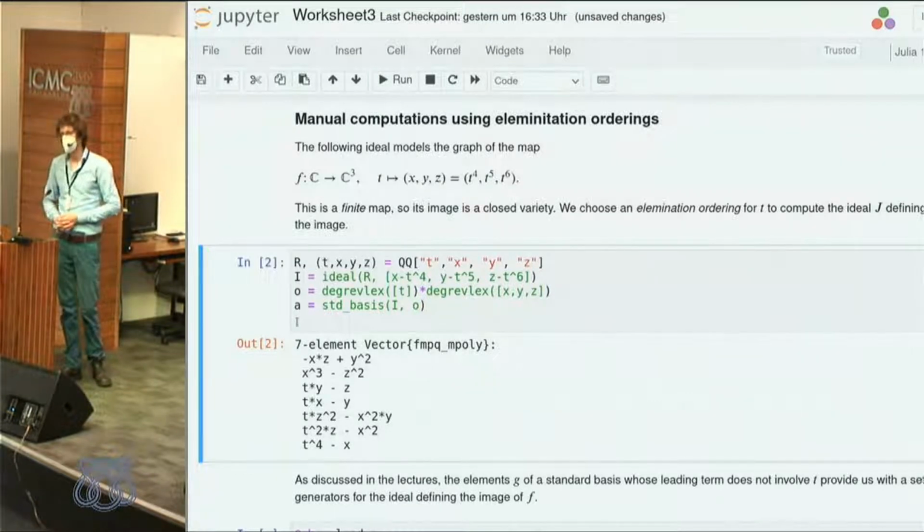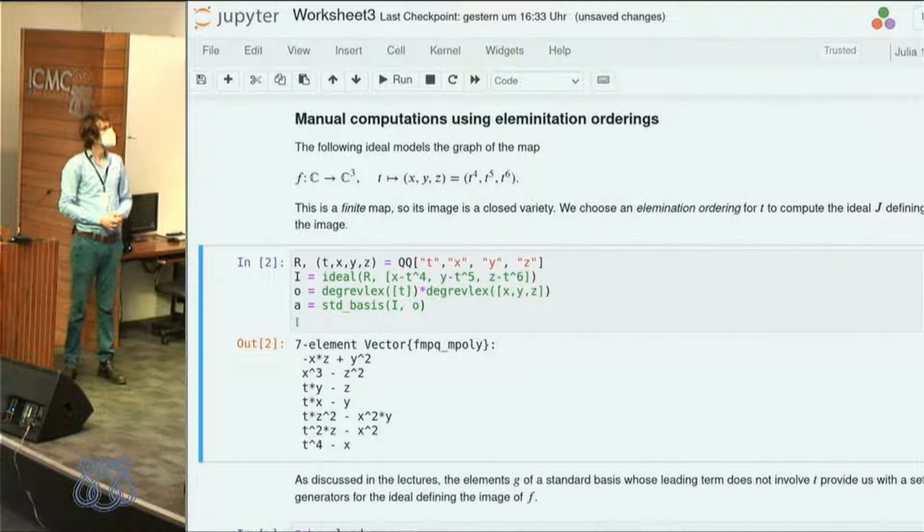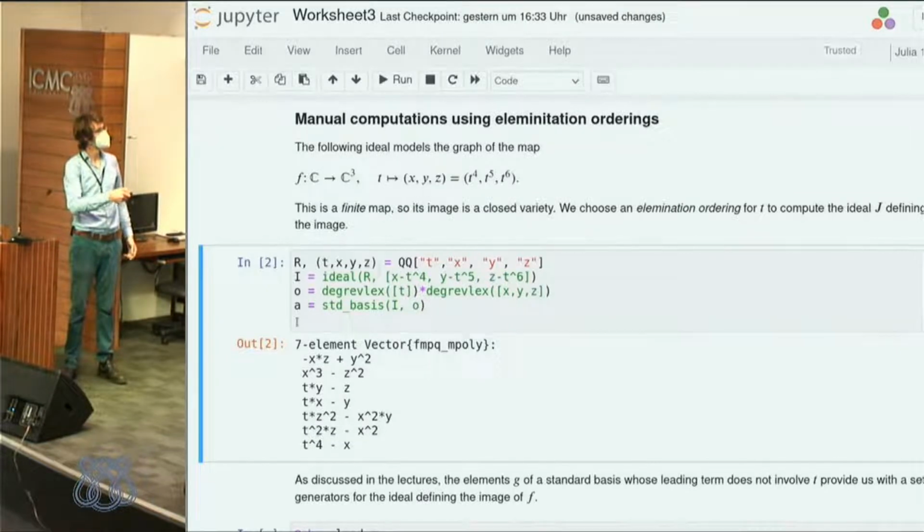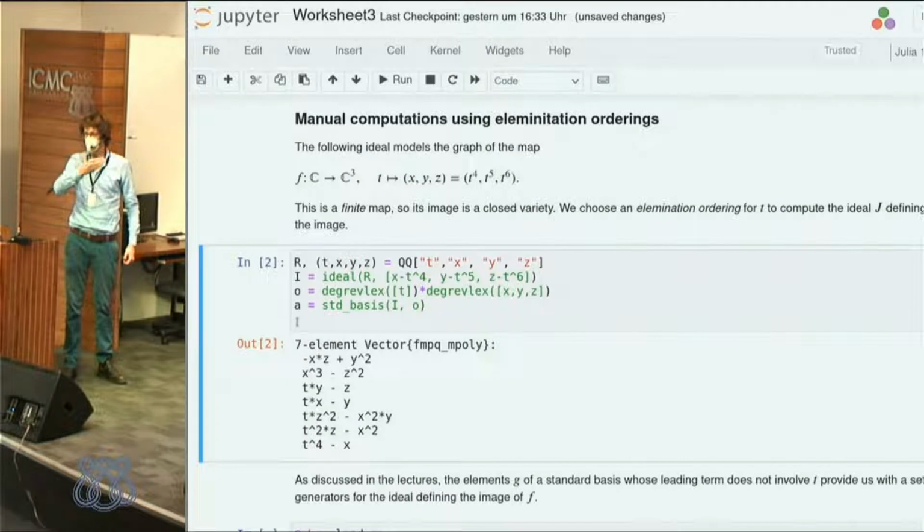And this is the standard basis that comes out. As you can see, most of the elements in the standard basis still involve this t variable. Right? And what Anne just said is we need to collect only those elements of the standard basis which do not have a t at all. And by virtue of having chosen an elimination ordering, this will be really a set of generators for the Zariski closure of the image.